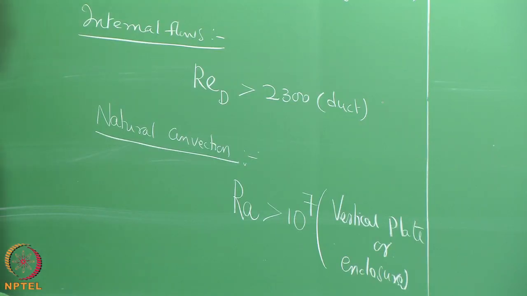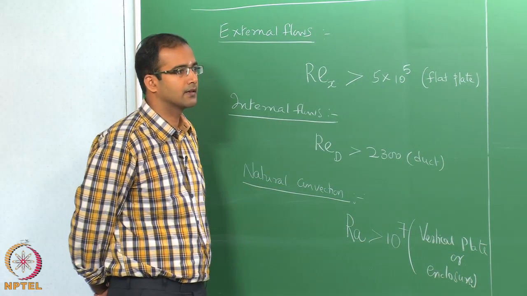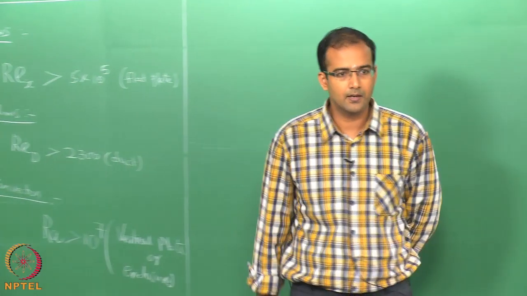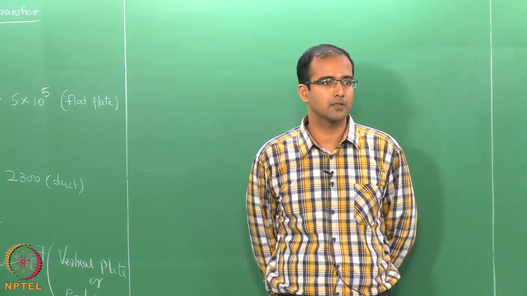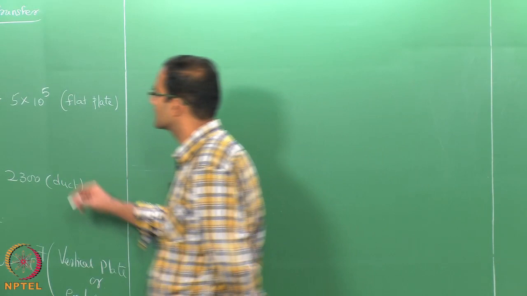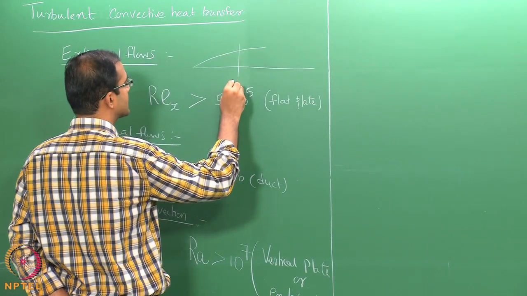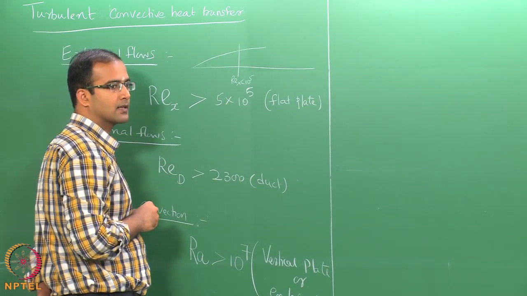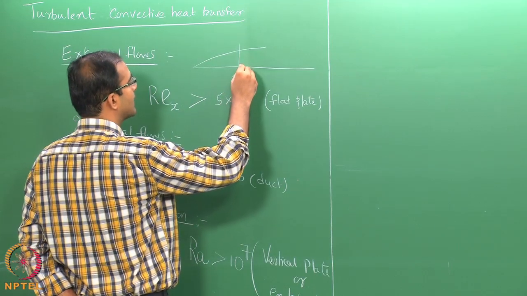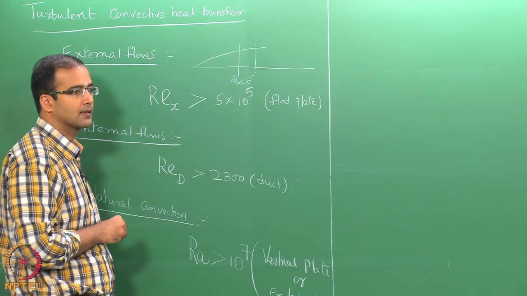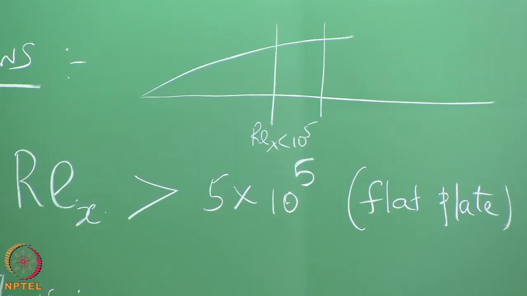Now what happens if you cross these thresholds, either Reynolds number or Rayleigh number? Suppose you put a probe, typically a hot wire probe, which is used to measure the local instantaneous velocity at a particular point. Suppose you have the flat plate, and up to a certain position your Reynolds number is less than 10 power 5. This is where our Blasius solution and everything is applied. After 5 into 10 power 5 you have a small transition zone in which instabilities will start and change the pattern of flow.